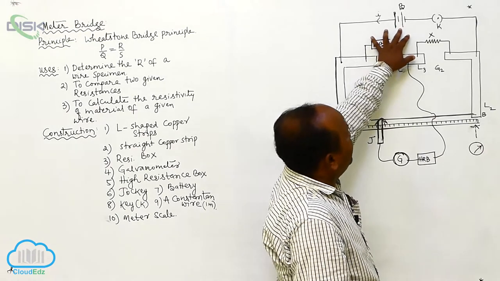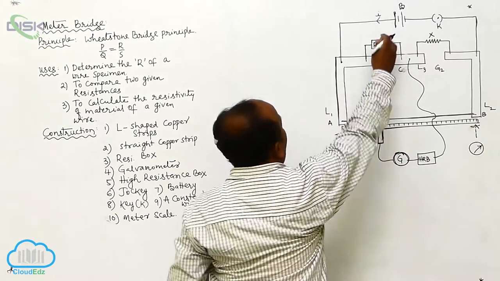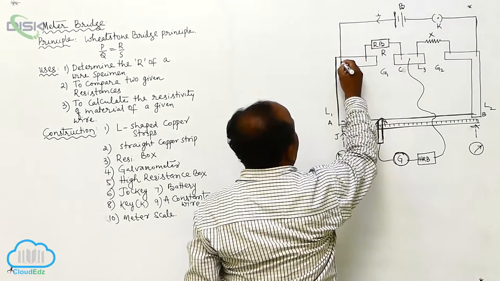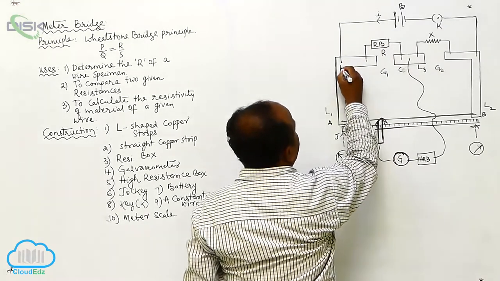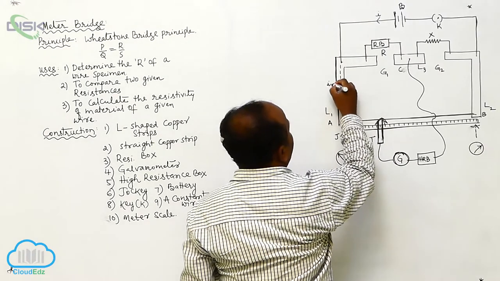Battery B is connected here. The battery drives the current, which is I. Now the current I reaches this point, right? Here the current is going to divide. What is the current? That is I1.